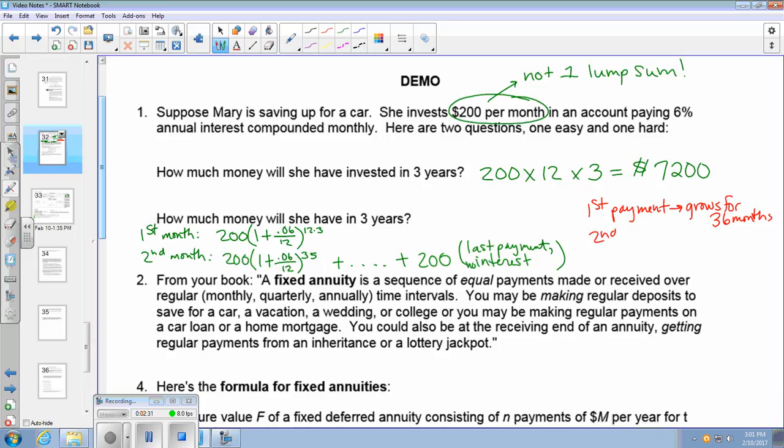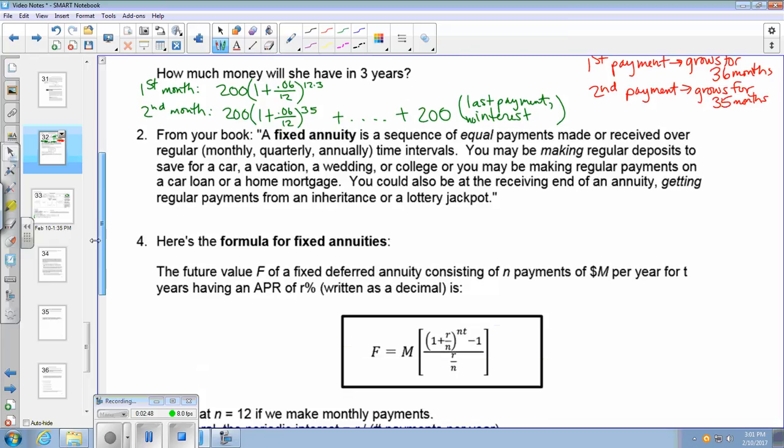So again, the problem is that the first payment grows for 36 months, or accumulates interest for 36 months. The second payment she puts in the next month, so it's only going to grow for 35 months. And every payment after that is going to be one less month than the payment before that. So it's not as straightforward as what we saw in earlier sections.